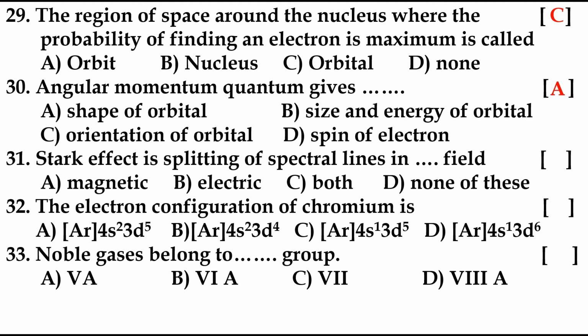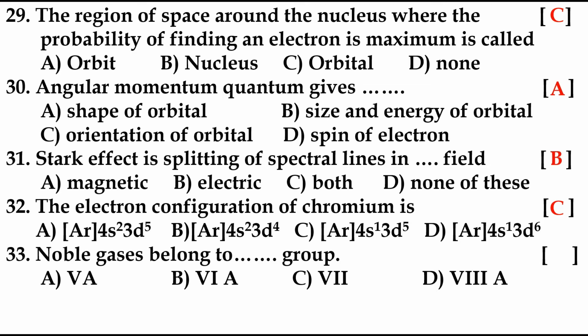31. Stark effect is splitting of spectral lines in dash field. A. Magnetic, B. Electric, C. Both, D. None of these. Answer is option B, electric. 32. The electron configuration of chromium is dash. A. Argon 4s2 3d4, B. Argon 4s2 3d4, C. Argon 4s1 3d5, D. Argon 4s1 3d6. Answer is option C, electron configuration 4s1 3d5.